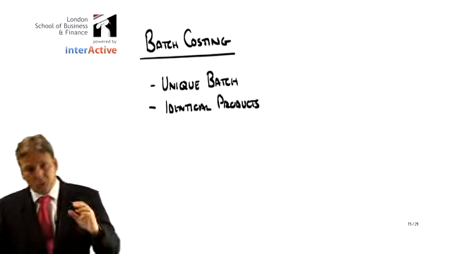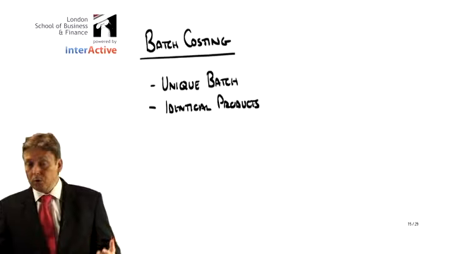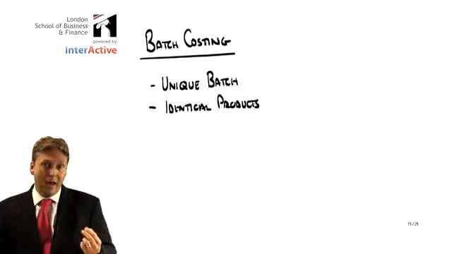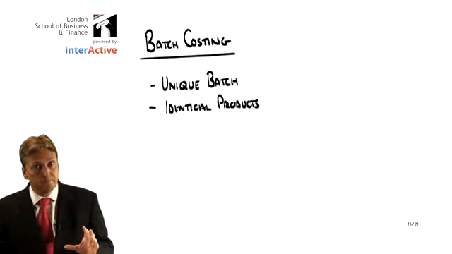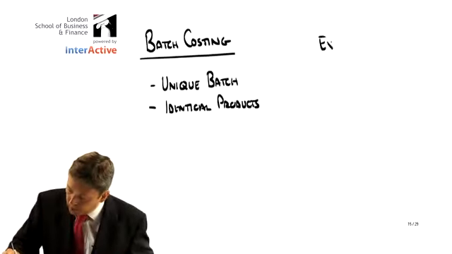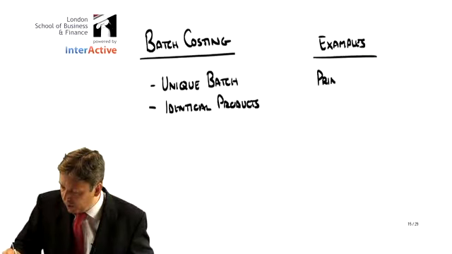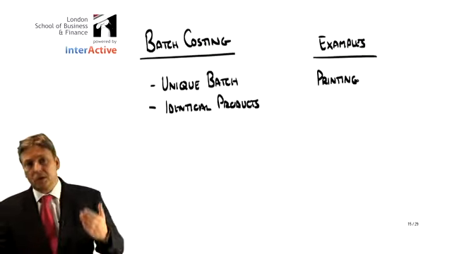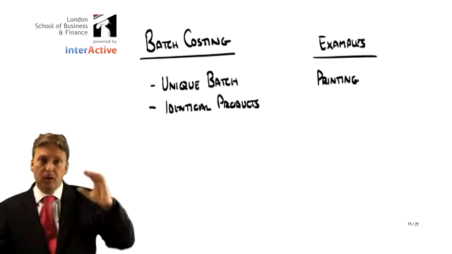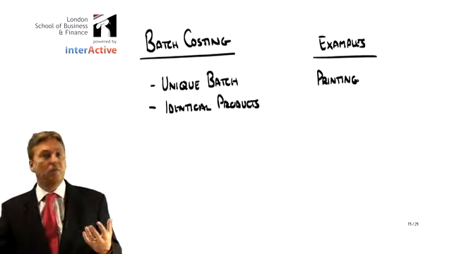Now, of course, this could be done on the basis of a customer specification. Or alternatively, it could simply be a way that the process is run within a factory. The sort of examples that we could look at there. Well, my favourite example is that if we look at any form of printing. If you're a company and you want some headed paper with your name, address and your VAT number, that would be a classic example of batch costing.